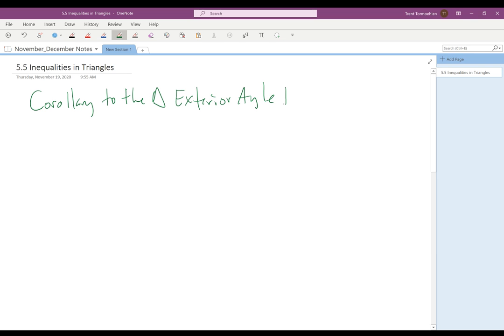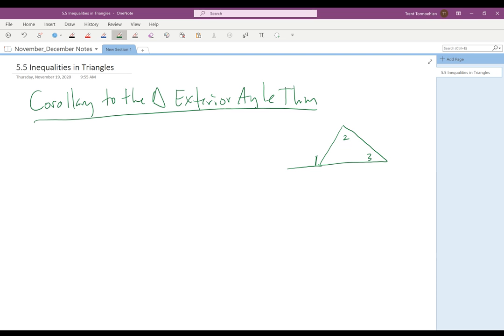And just to remind you of that theorem, it is the theorem where you have a triangle and we draw in an extension of one of the sides, and we know that the measure of angle 1 is equal to the measure of angle 2 plus the measure of angle 3. And we've gone through and proven that before.